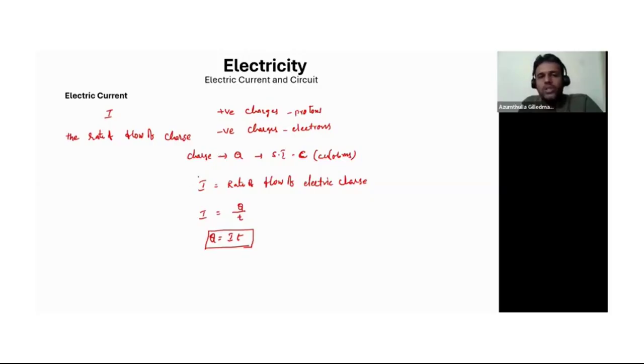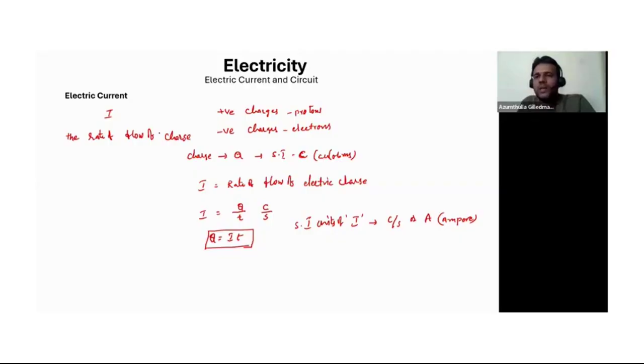Okay, now what is the unit of electric current, right? So what is the SI unit of charge? That is coulombs. What is the SI unit of time? That is seconds. So we can say the SI unit of I or current is coulomb per second, or we also call it capital A, which is ampere. So the SI unit of electric current is amps or ampere.